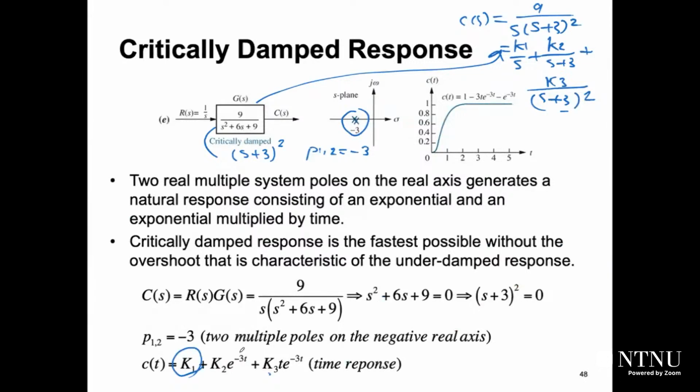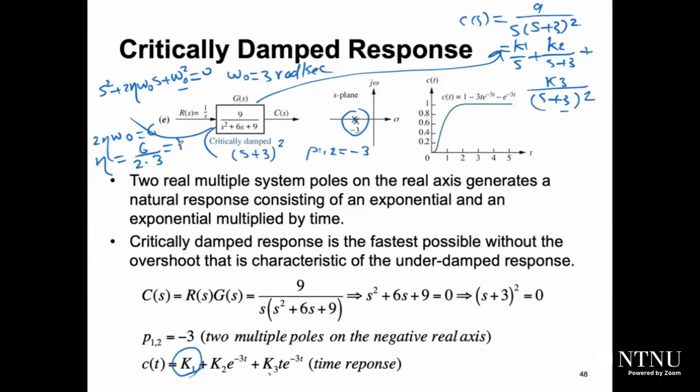So we call it critically damped. If we compare this one with the general form, which is s squared plus 2 zeta omega n s plus omega n squared equals 0, we will see that omega n squared equals 9, which means omega n equals 3 radians per second. And 2 zeta omega n equals 6. So in this case, zeta will be 6 divided by 2 multiplied by omega n, which is 3. So this will be 1. And it's a critically damped system.